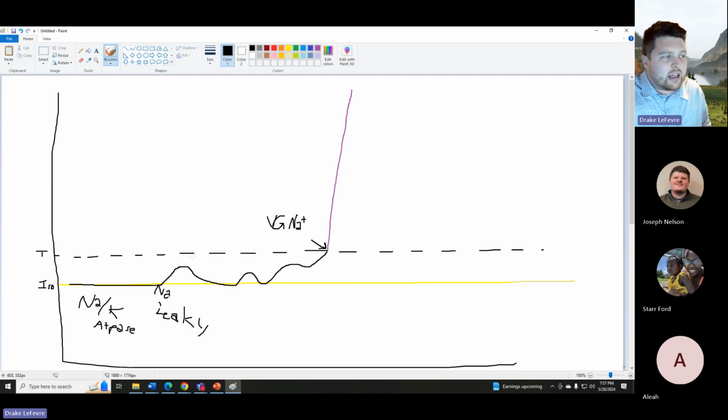So at this point, at threshold, our voltage gated sodium channel activation gate opens. Remember when we talked about the different gates of sodium? Like how here's the, let me see this.